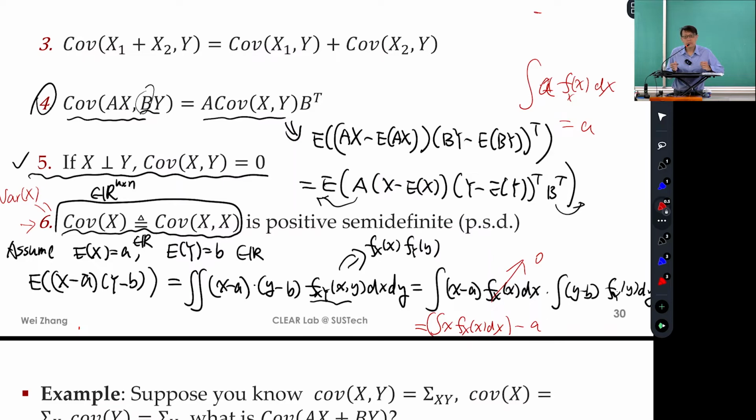With itself. Okay, so why is this a positive semi-definite matrix? Do you remember, did I review that? I forgot.